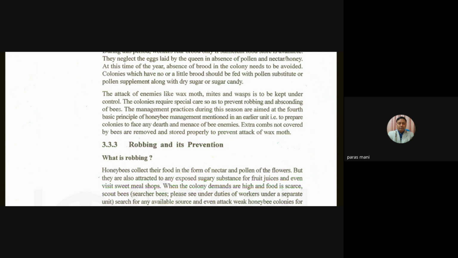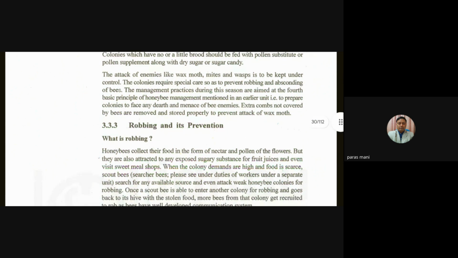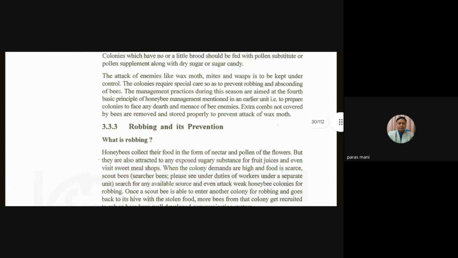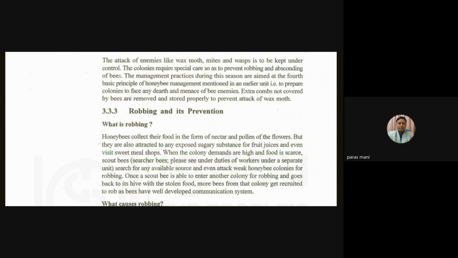Wax moth incidence, mites and wasps: these incidences are higher in rainy season, and robbing may also occur due to shortage of food source. That is not a high honey flow season. Management practices during this season are aimed at the fourth basic principle of honeybee management mentioned in the earlier unit, to prepare the colony to face any dearth and menace of bee enemies.